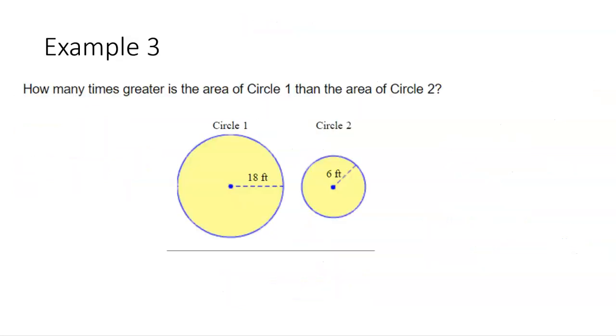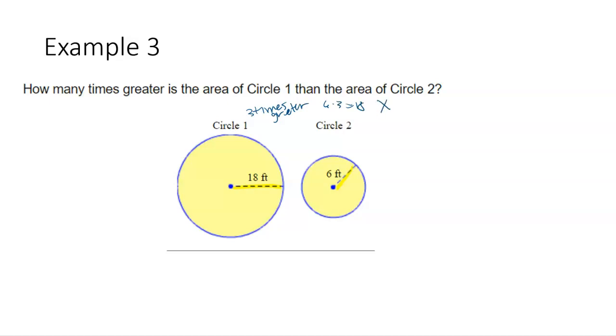All right, let's try another example here. How many times greater is the area of circle 1 than the area of circle 2? So maybe your first instinct here is to say, ooh, the radius is 18 and 6, so this must be 3 times greater because 6 times 3 is 18.